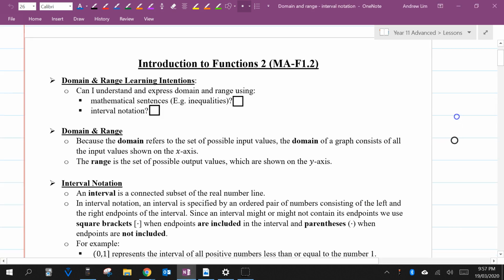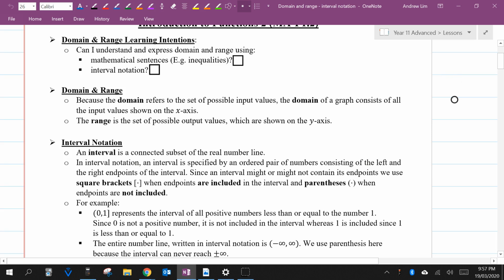Just to refresh your memories, domain and range: the domain refers to the set of possible input values. The domain of a graph consists of all the input values shown on the x-axis, and the range is the set of possible output values, which are shown on the y-axis.